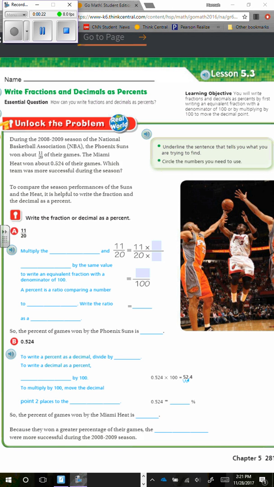So we're going to talk about this Unlock the Problem. During the 2008-2009 season of the National Basketball Association, or NBA, the Phoenix Suns won about 11/20ths of their games, and Miami Heat won about 524 thousandths of their games. Which team was more successful during the season?